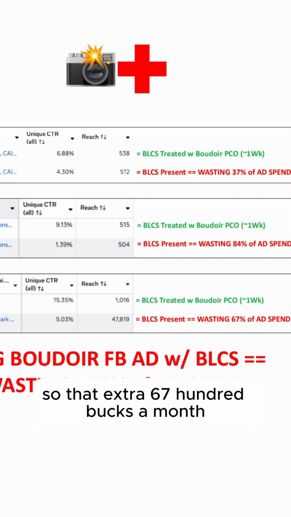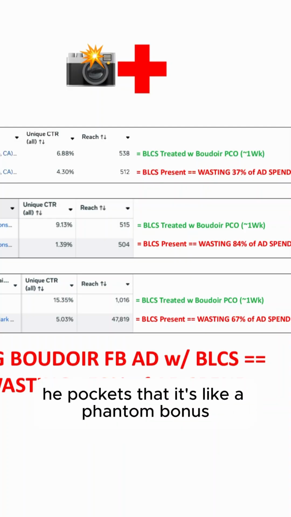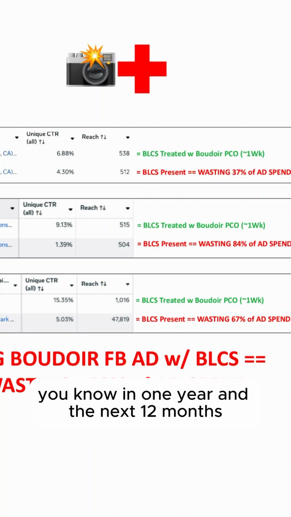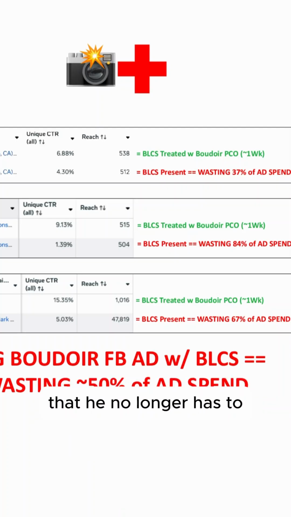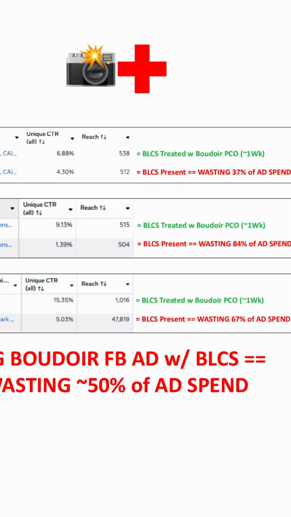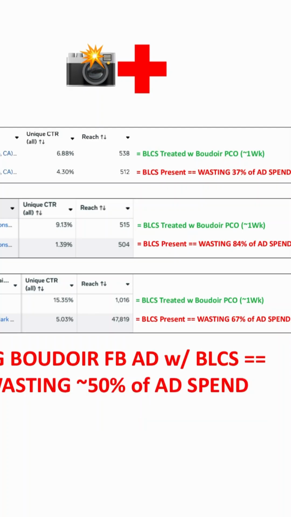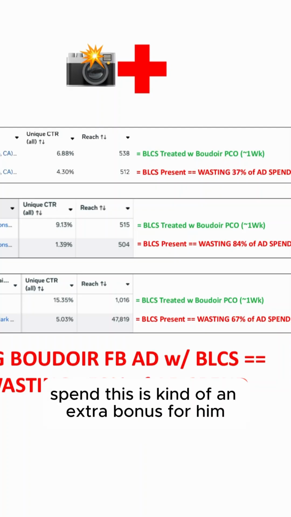So that extra 6,700 bucks a month, he no longer has to spend. He pockets that. It's like a phantom bonus. And that's like 80K in the next 12 months that he literally no longer has to spend. So it's kind of an extra bonus for him.